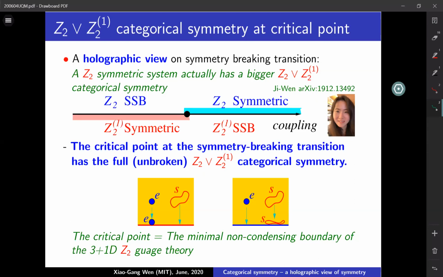So maybe this is a proper way to look at the critical point. It has all sorts of emerging symmetry, zero symmetry, one symmetry, higher symmetry, and etc. And they may combine together in a strange way. So in some sense, those emerging symmetries of a critical point are actually a categorical symmetry.